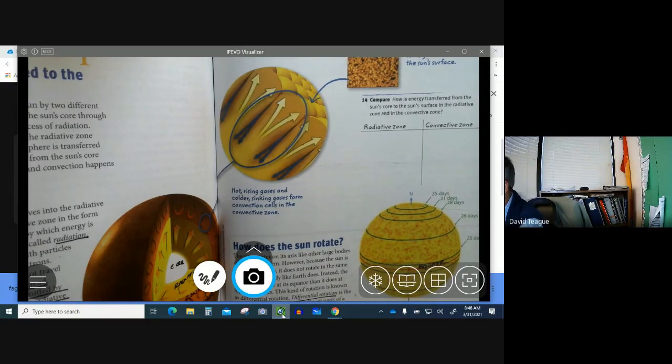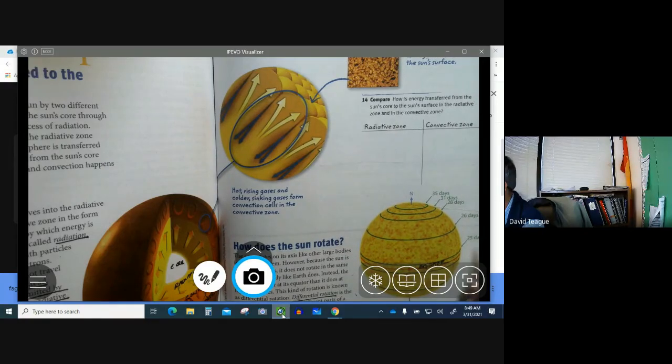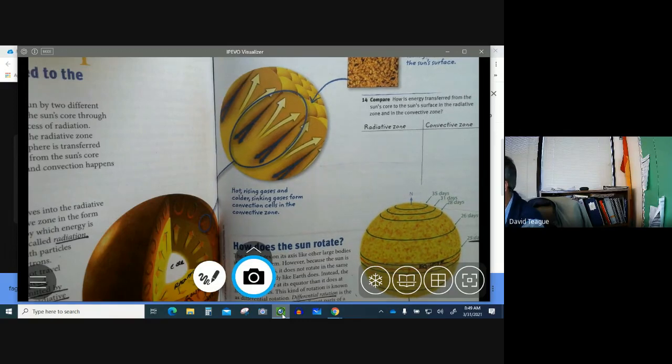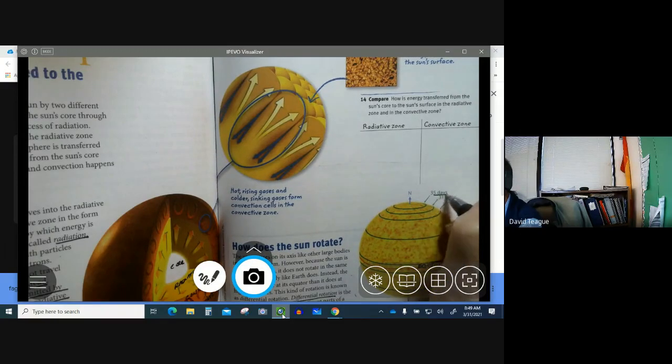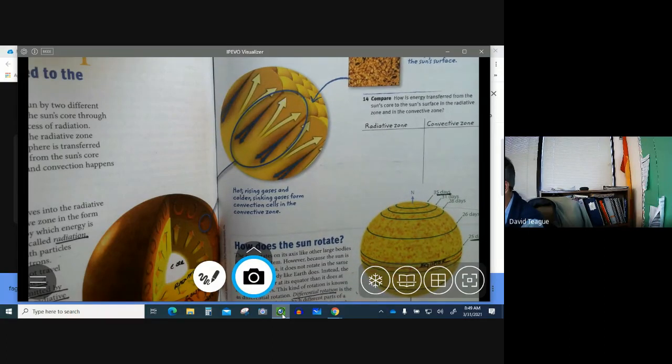It is the rotation of a body in which different parts of the body have different periods of rotation. Near the equator, the sun rotates once in about 25 days. So you can see here in the equator, it rotates every 25 days. However, at the poles, the sun rotates once every 35 days. So here's the pole. Even stranger is the fact that the sun's interior does not rotate in the same way as the sun's surface does.